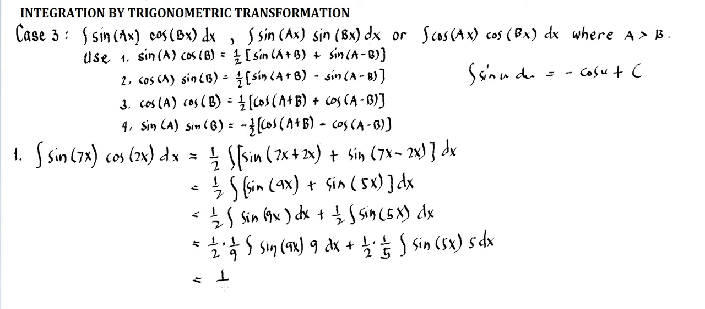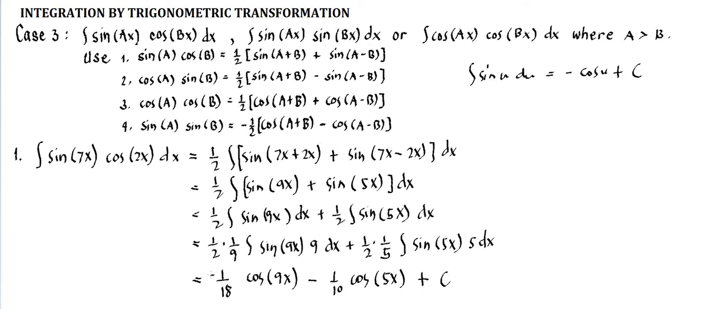So dito magkakaroon tayo ng 1 over 18. So integral of sine u du, no, equals negative cosine of u. So yung negative lalagay na natin dito, ano? Cosine of u. So yung u natin ay yung 9x. And then 1 over 10, yung ating constant sa pangalawa. So, integral ng sine u du ay negative cosine u. So, negative times positive. So, ito ay magiging negative, ano? At ang u natin dito ay yung 5x naman, ano? Kaya magkakaroon tayo ng negative cosine of 5x, and then, plus c.